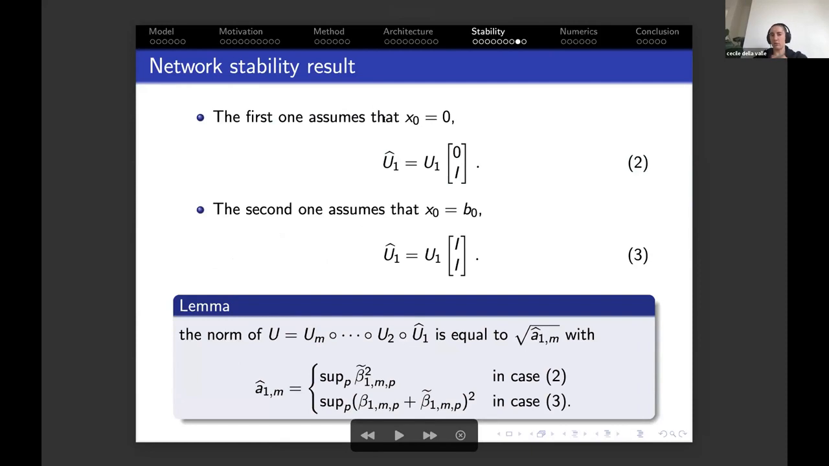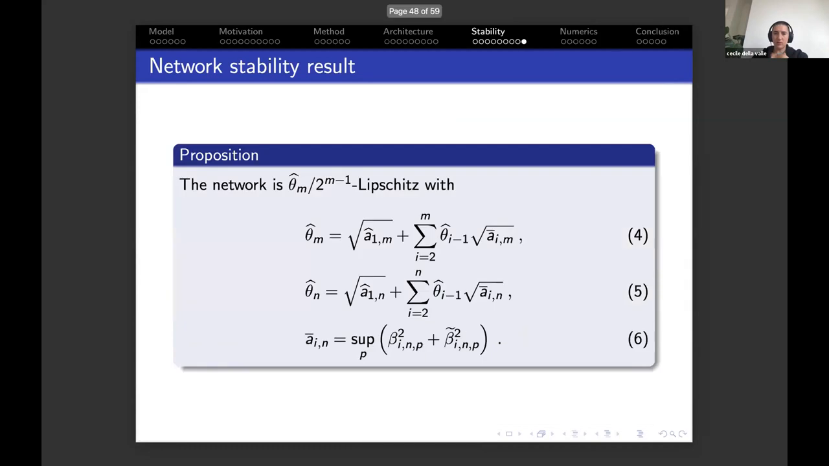I have studied 2 subcases: if the input is 0, and if the input is equal to B0, the measured data. And so now I also have a rule to compute the Lipschitz constant of my neural network, which is linked to the eigenvalues of my two operators.